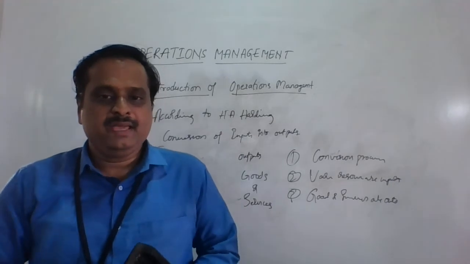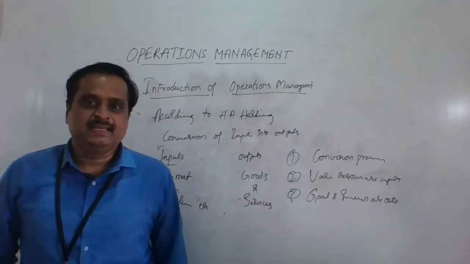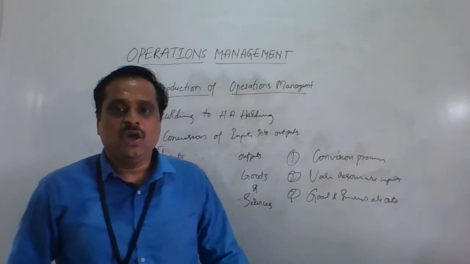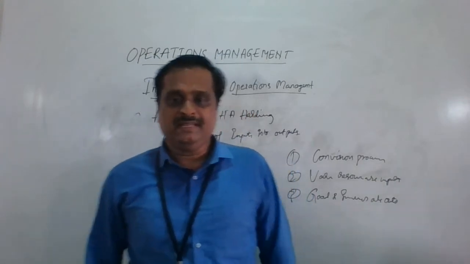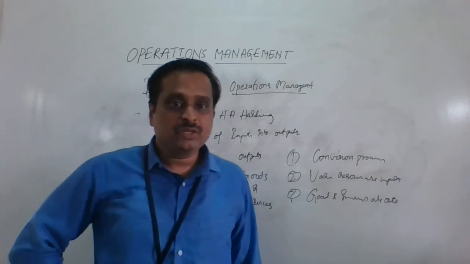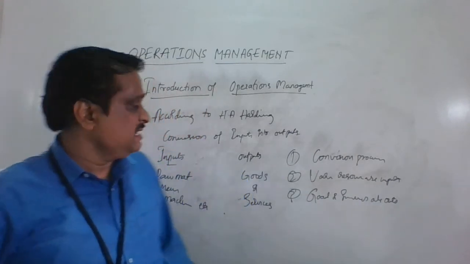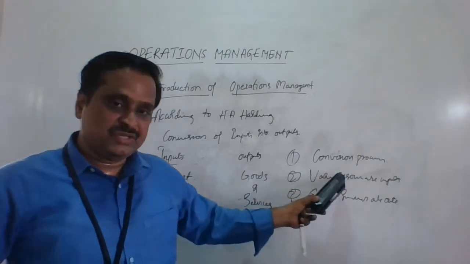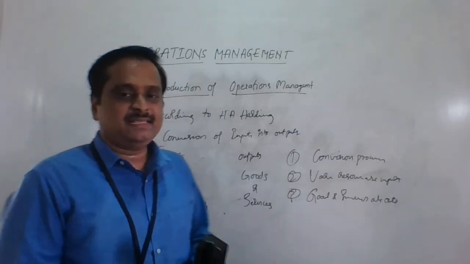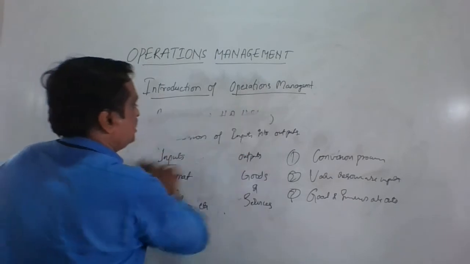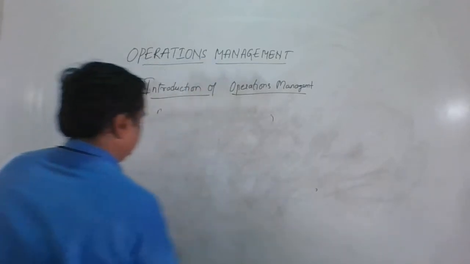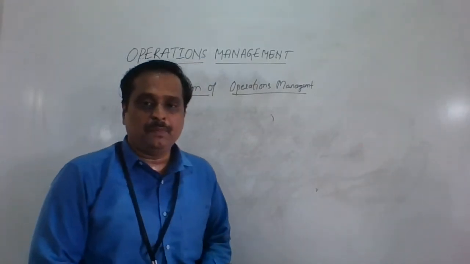So simply stating, operations management is concerned with managing the processes that convert the inputs into outputs. So the growth of the service industry has brought changes in terms of operations management. According to H.A. Harding, the three aspects are the conversion process, various resource inputs, and goods and services. So next we will be entering into the concept of production and operations management.